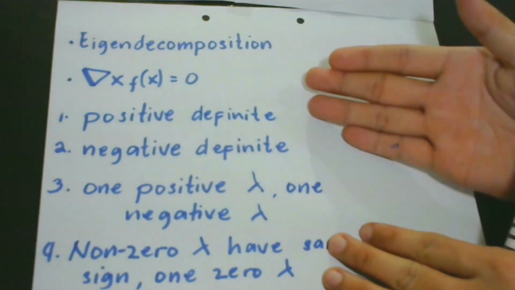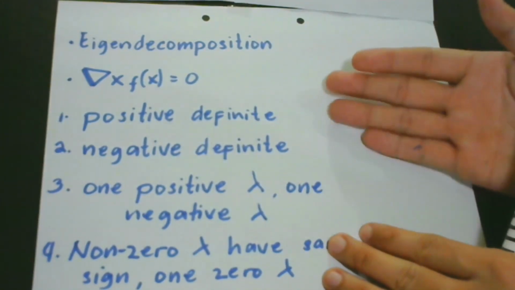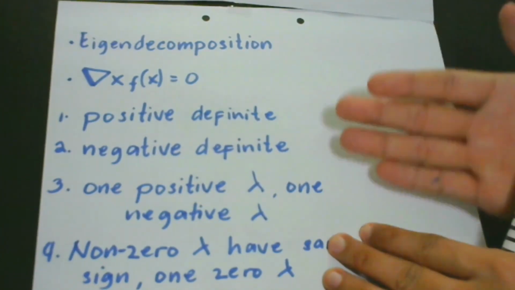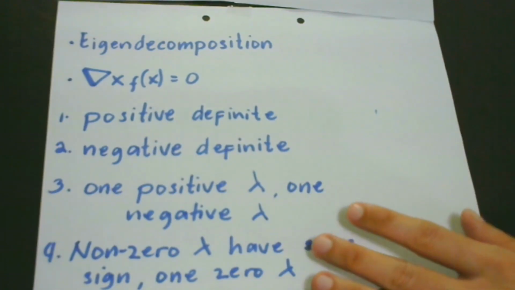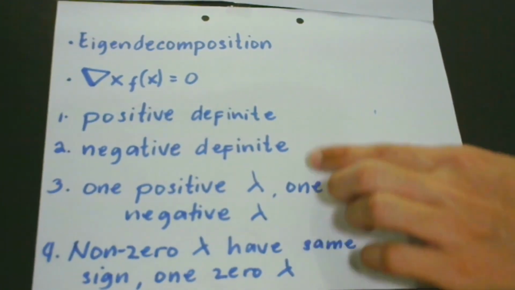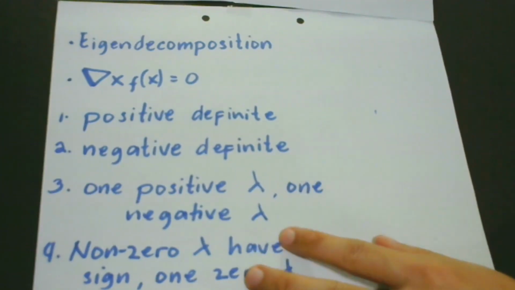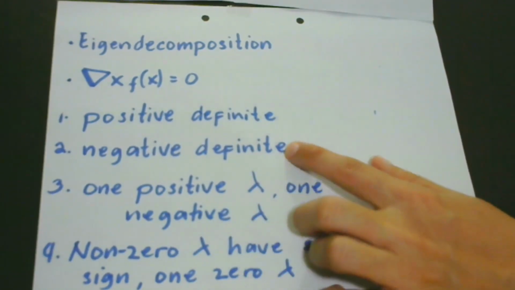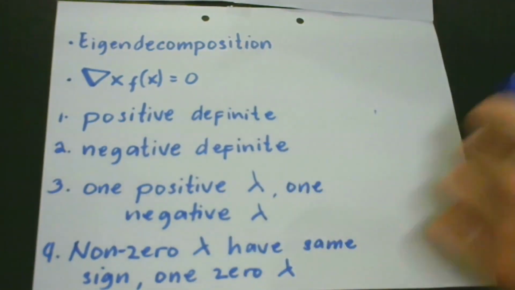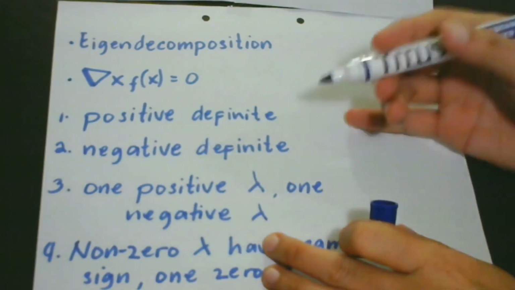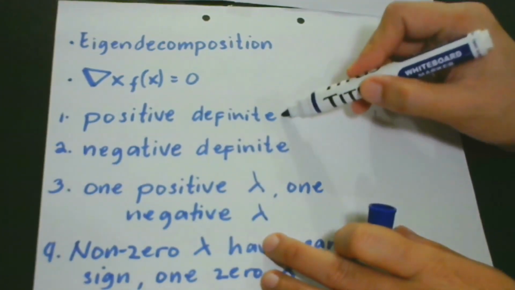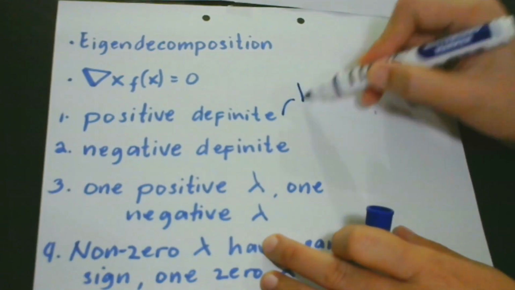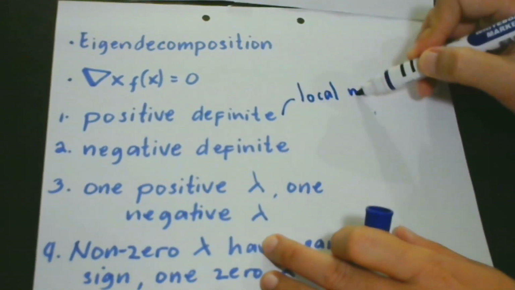To better understand this, we have to take into consideration some situations that we have to always remember. Let's have the first situation. Here, the Hessian is positive definite. Maybe you would like to ask me, what is a positive definite? A positive definite Hessian means that all its eigenvalues are positive. In this case, the critical point is a local minimum.